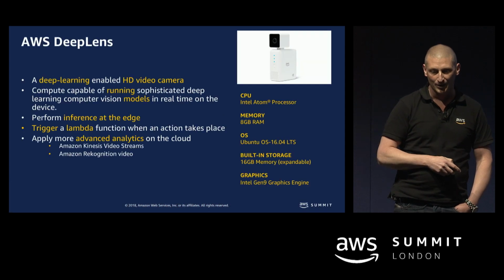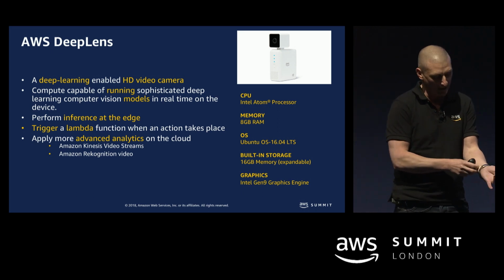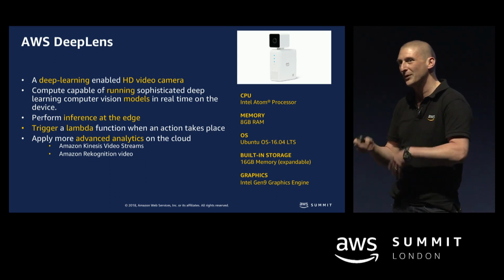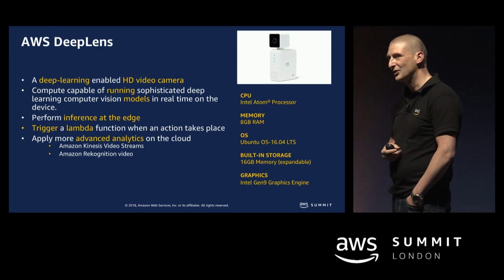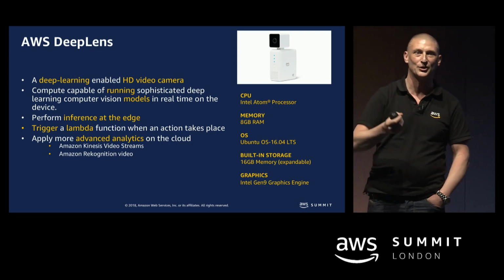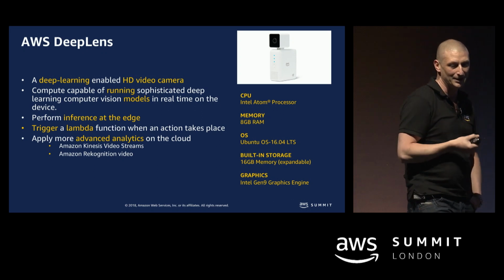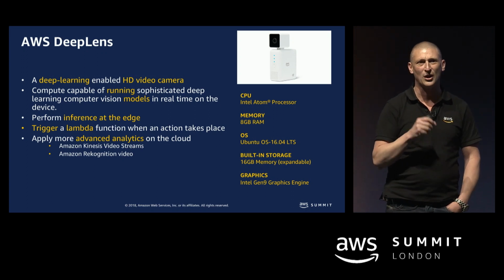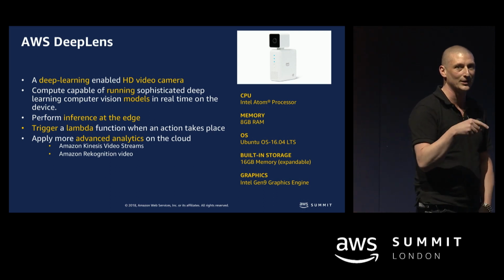So what is DeepLens? DeepLens was something that we announced back in re:Invent last year. And DeepLens is really about helping you start to look at your machine learning, and how you can start to experiment and deploy your machine learning models to the edge. It has compute capability of running your deep learning models on the actual camera itself, and it can perform inference at the edge.